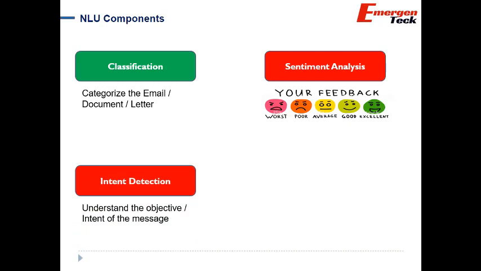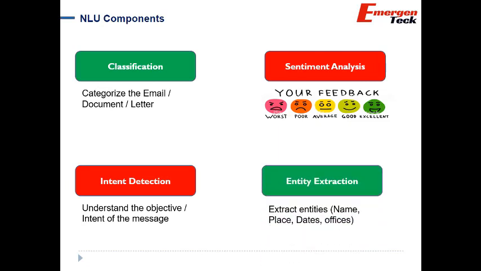Number 3 is intent detection. Intent detection is the process of understanding the objective or intent of the message: why the specific email has arrived, and what is the objective of the customer. Number 4 is entity extraction. Entity extraction is the process of extracting the entities like name, place, date, office, city, country, etc. from any data, text, or maybe from the email.